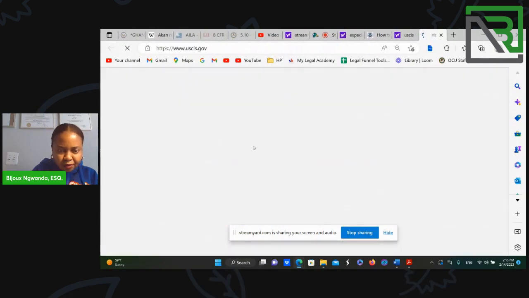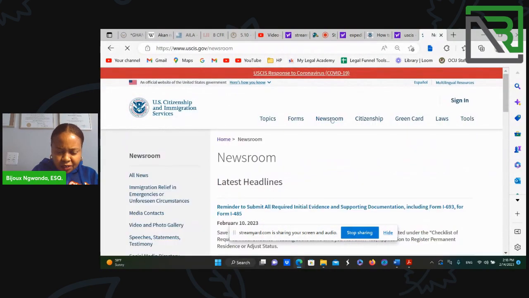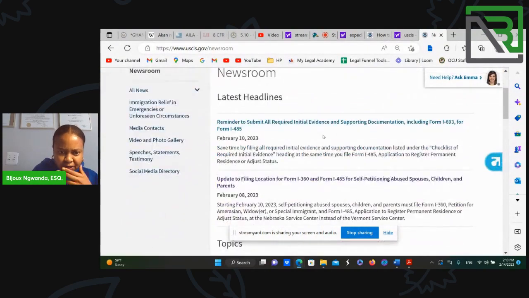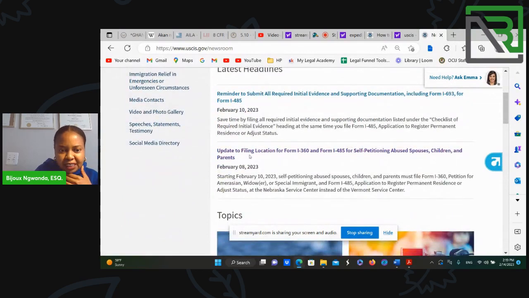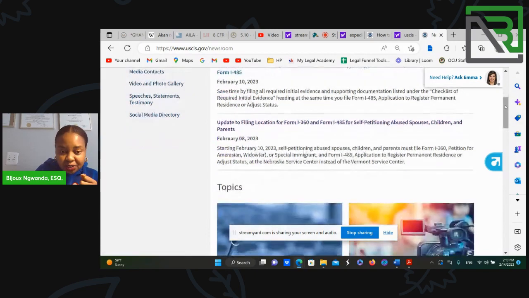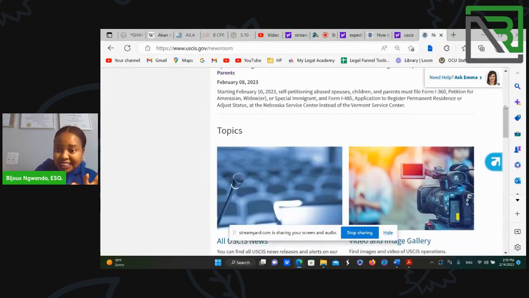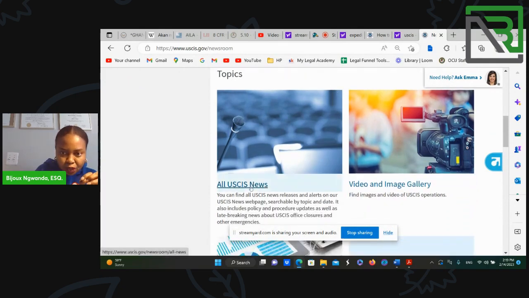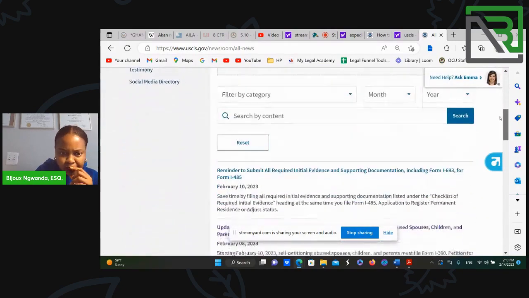USCIS, okay. So news, okay, newsroom. So yeah, first of all, they have updated, they have a new filing location for I-360 and I-485 for self-petitioning abused spouse. So they have a new location, okay? It's not Vermont anymore. It's Nebraska now. It's the Nebraska Service Center instead of the Vermont Service Center. So if you're filing for VAWA, you got to know where you're filing, okay? So I'm going to try to answer that question.